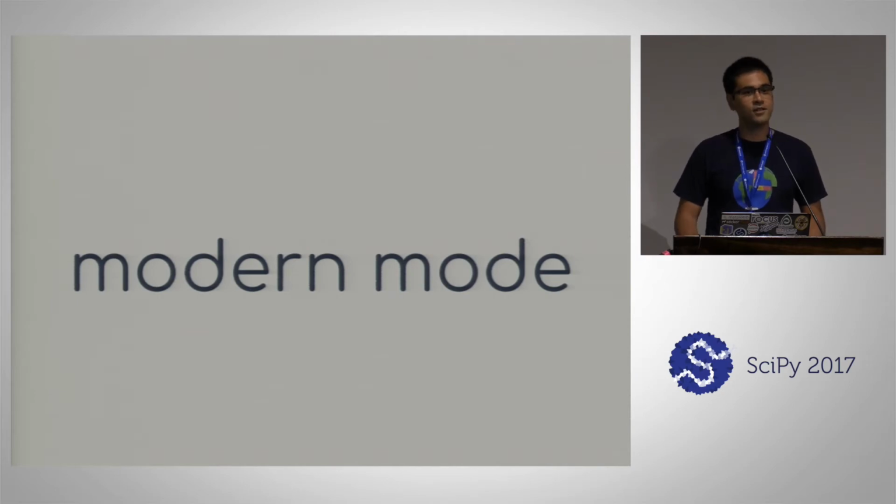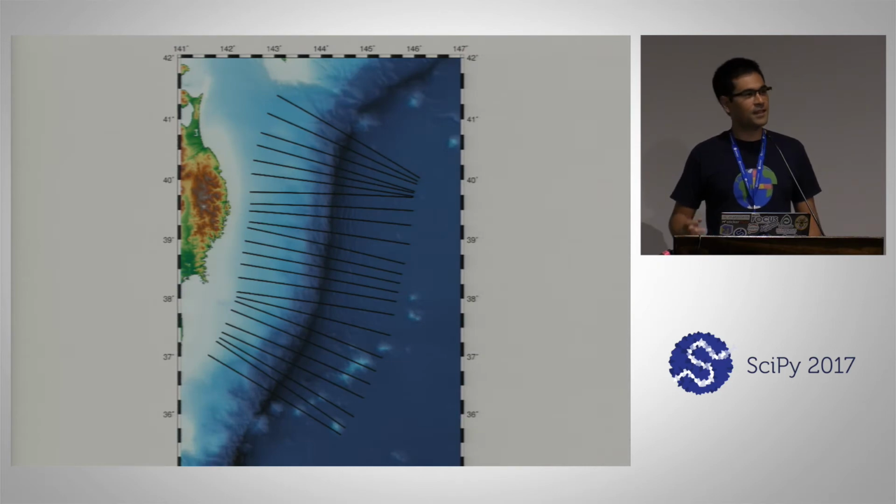And the main change that's happening on the GMT side is something that's called the modern execution mode. And to show an example of what that looks like, let's say that I have some bathymetry data and a few profiles that I need to plot. So I have the coordinates of these profiles. And this is along the subduction zone outside of Japan, right? The piece of land there is Japan.